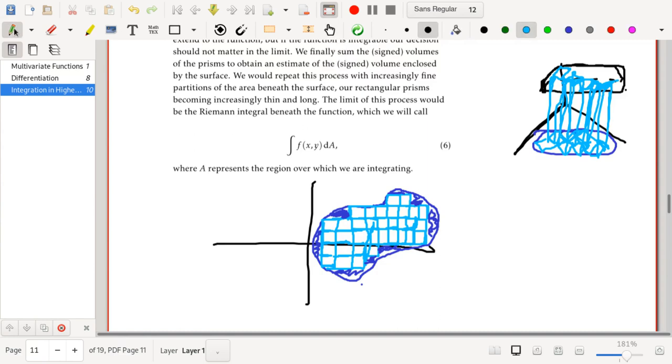And we would call the resulting volume the integral of the surface, or the function f of x y, over the region, dA. We're using the A to represent the region over which we are integrating.